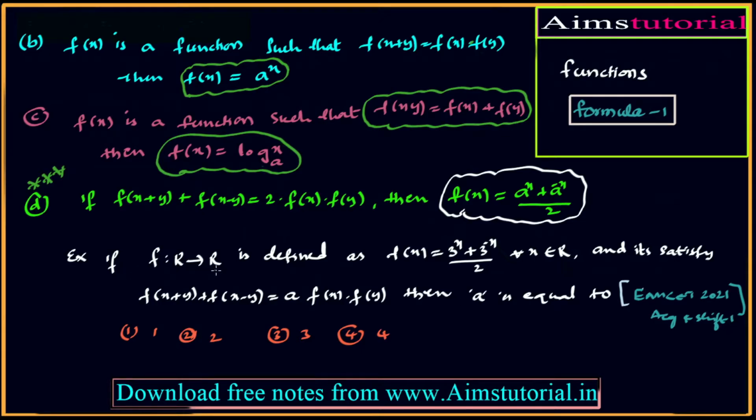If f maps R to R is defined as f(x) = (3^x + 3^−x)/2 for all x belongs to R, and it is satisfying f(x+y) + f(x−y) = a times f(x) f(y), then a is equal to. Okay, this is exactly as per the given model.